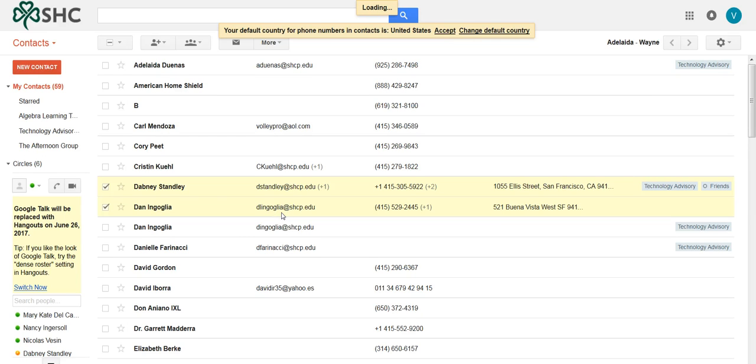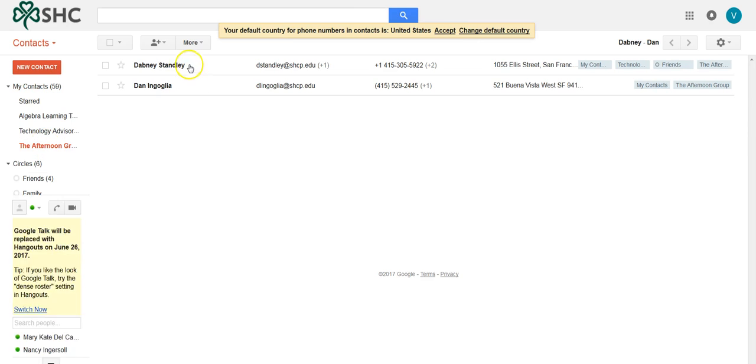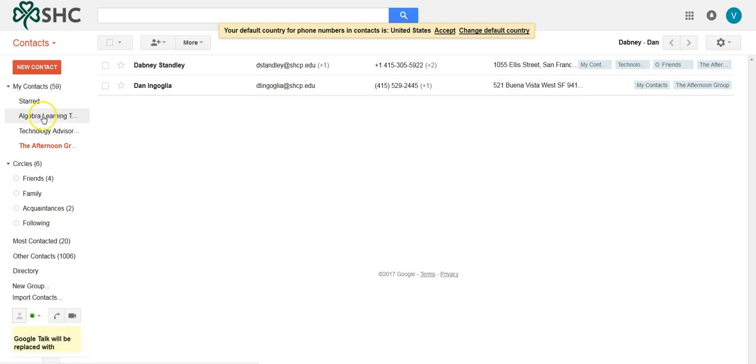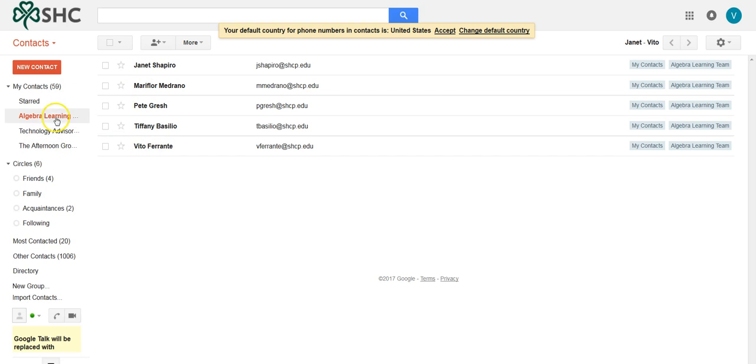Once I've done that, they are now part of a group. And see right here where it says my contacts underneath, I have one, two, three different groups, and it'll tell you how many people are actually in the group. You notice that the two popped up, and it was those two guys. I'll click on them, and again, you can see that they're both there. Here's a learning team that I belong to in algebra. Those are all the people that belong to that.